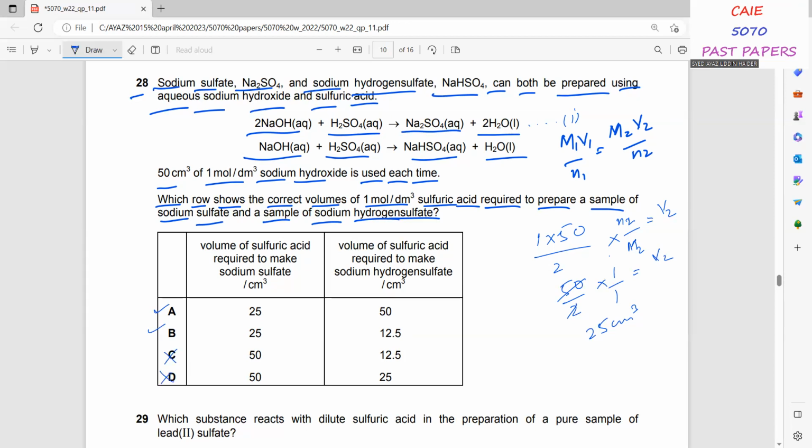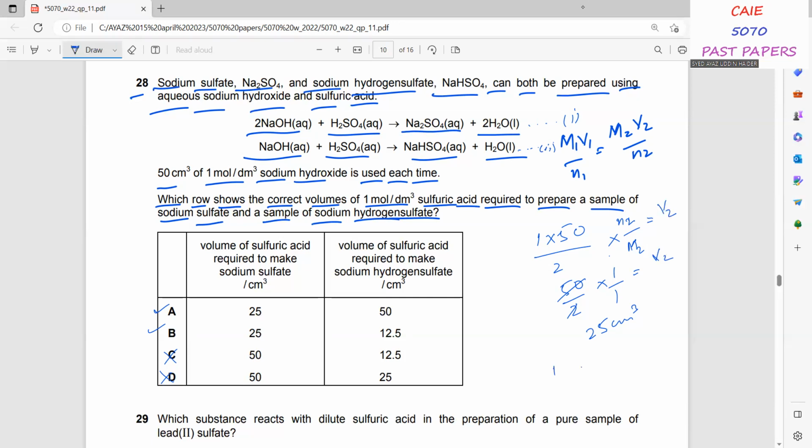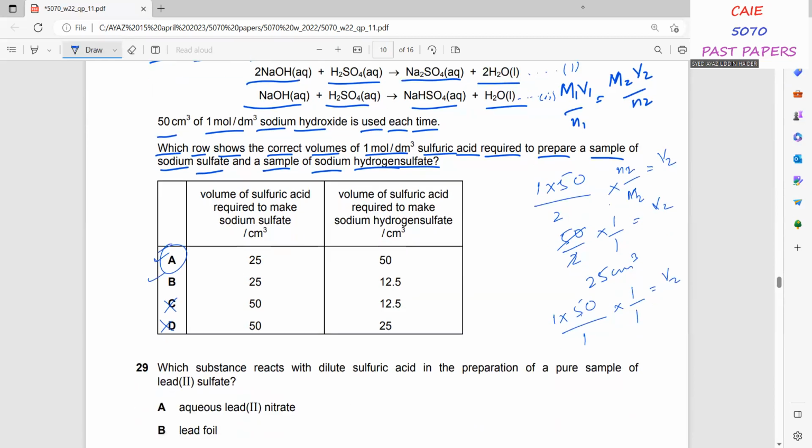Now, if you calculate the volume for equation number 2, you will get 50 centimeter cube of sulfuric acid, because the equation becomes 1 multiplied by 50 divided by 1 multiplied by 1 by 1 is equal to V2, and you will get 50. So A will be the right answer in this case.